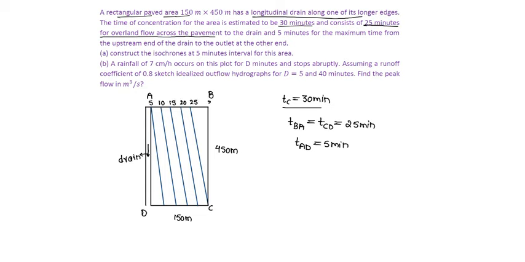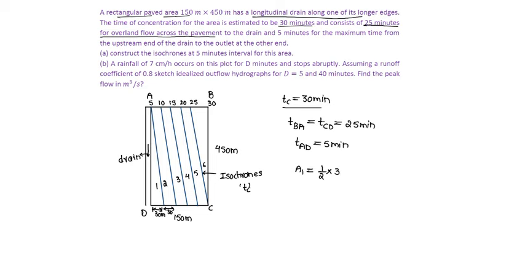These blue lines are isochrones, that is, lines joining points of equal time of concentration: 5 minutes, 10 minutes, 15, 20, 25. Then the area gets divided into 1, 2, 3, 4, 5 and 6 parts, in which A1 will be equal to half into base into height. This 150 meters is divided into 5 parts, so each part will be 30 meters.